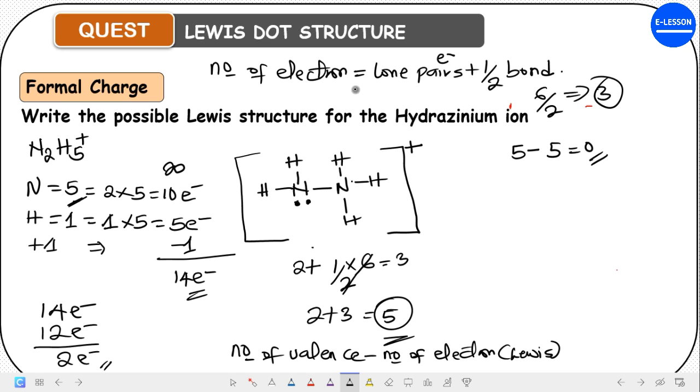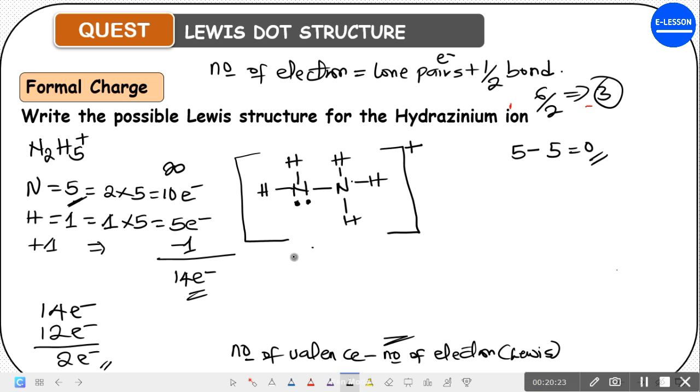So the number of electrons will be equal to the lone pairs. Is there any lone pair on this nitrogen? No. So the number of lone pairs is 0, plus half of the number of bond pair electrons. Now this is one bond pair which contains 2 electrons, so this is 2, 4, 6, 8. Half of 8 is 4, plus 0 is 4.